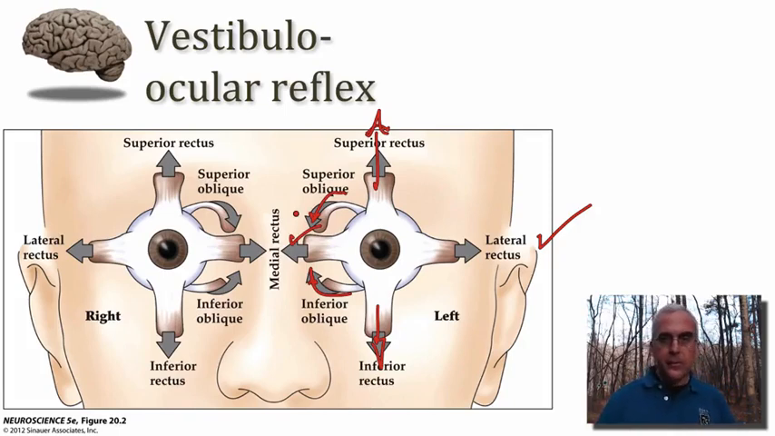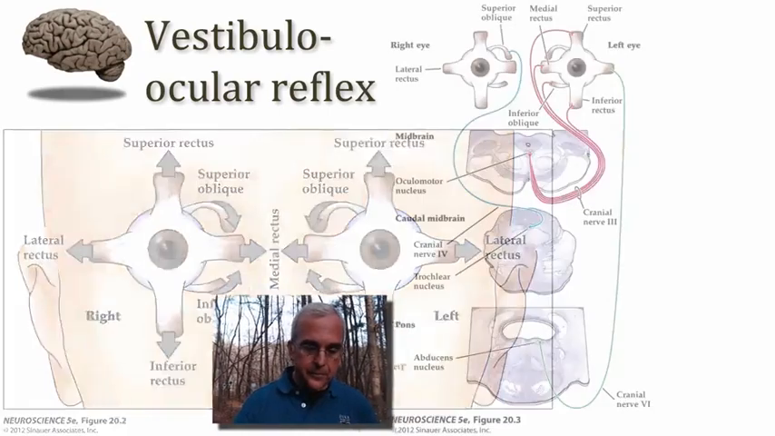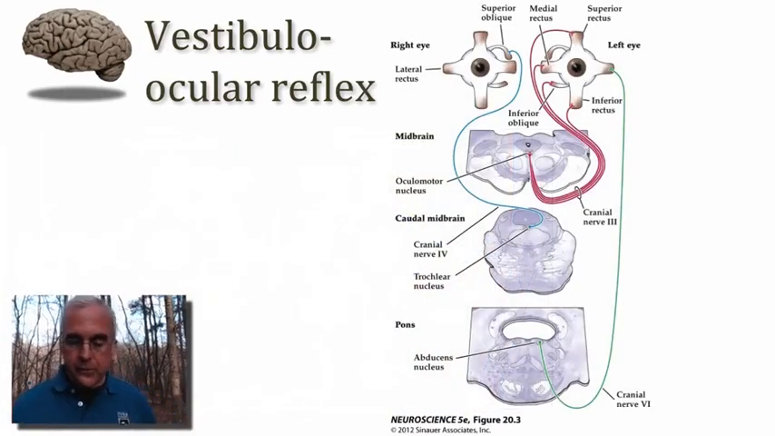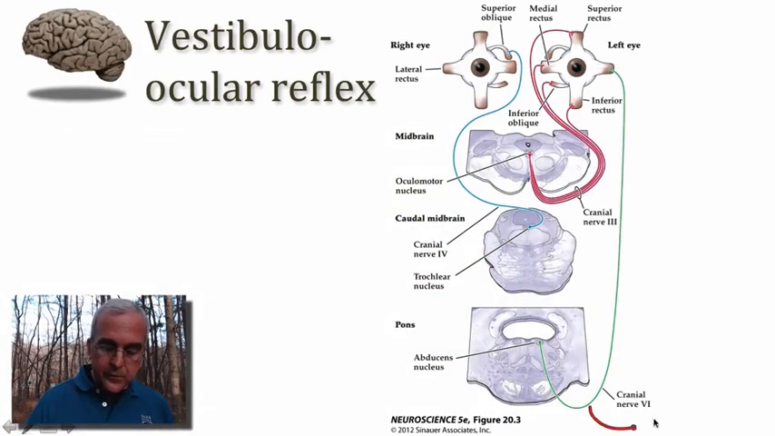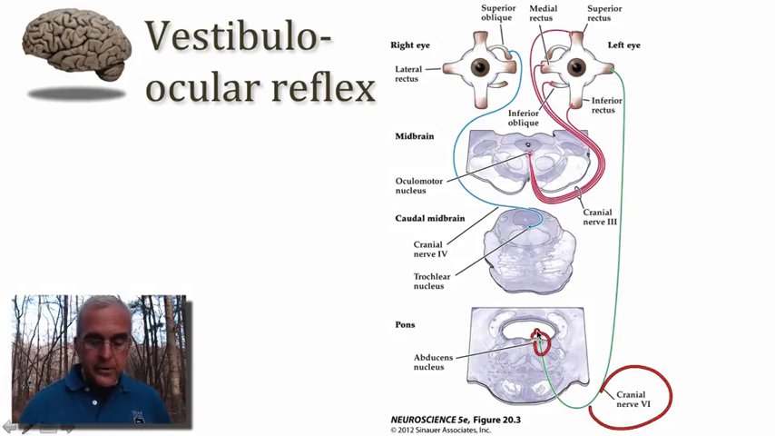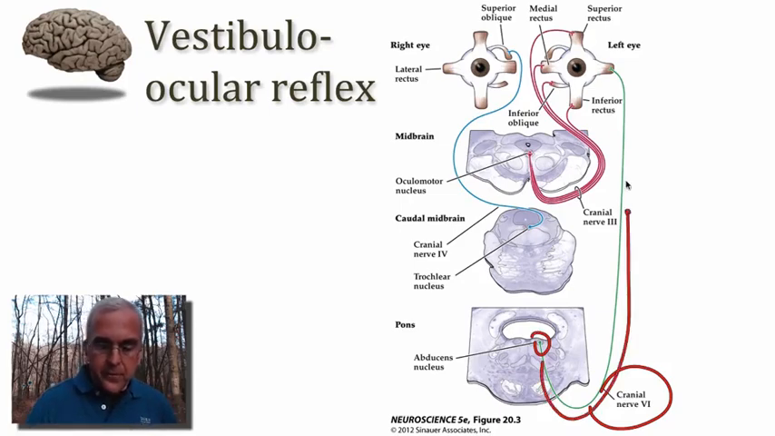So there are 6 pairs of muscles that attach to the sclera of each eye. And these 6 muscles are under the control of 3 cranial nerves. Those cranial nerves are the abducens nerve. The abducens nerve is cranial nerve 6, and it grows out from the abducens nucleus, which is a somatic motor nucleus in the caudal part of the pons. The 6th cranial nerve innervates the lateral rectus muscle.